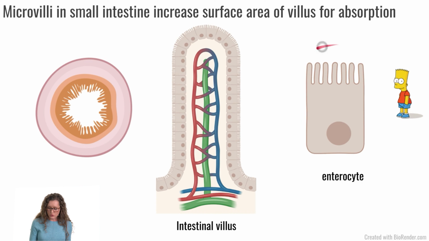Now let's take a closer look at the individual cells that are lining this villus. So this is an individual enterocyte, and we can see that this enterocyte also has a specific structure, these kind of hair-like projections, and these are called microvilli. So these microvilli, again, are going to be serving the same purpose to increase the surface area of this particular enterocyte so it can be more efficient at absorbing nutrients.